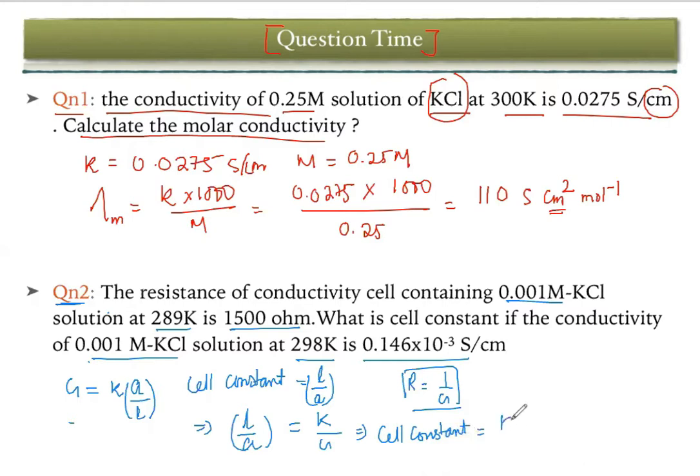So cell constant is equal to kappa into R, resistance. The kappa value is given as 0.146 into 10 to the power minus 3. Resistance is given as 1500. If we solve this, we will get 0.219 per centimeter, because you see it's not meter, it's per centimeter, because this is centimeter. So the cell constant is given by this value.